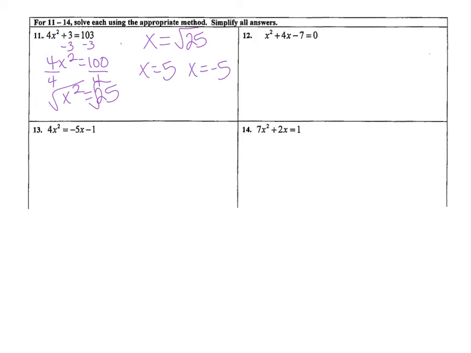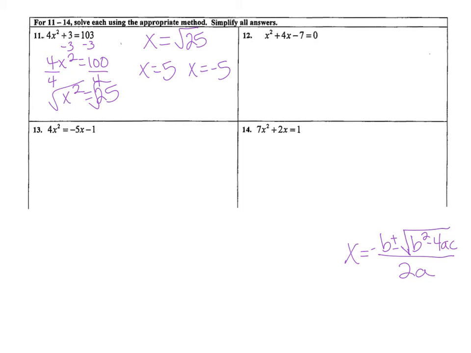On number 12, your best bet is to do something like completing the square. Do you want to see a completing the square problem? Or do you want to do the quadratic formula? Whatever you want, you guys. Why don't you just pick the one that you're better at? So, refresher: x equals negative b plus or minus the square root of b squared minus 4ac all over 2a. All right.